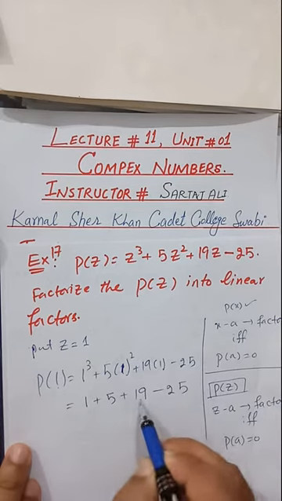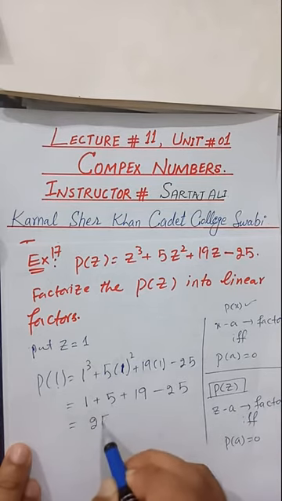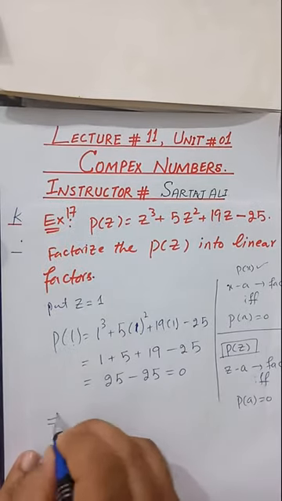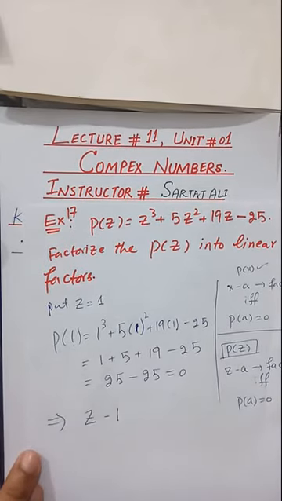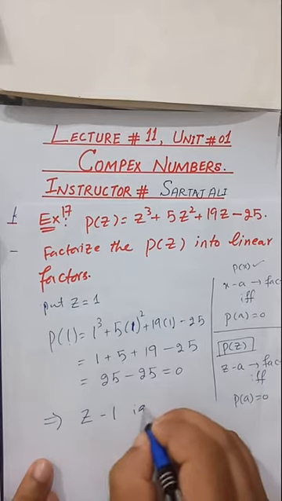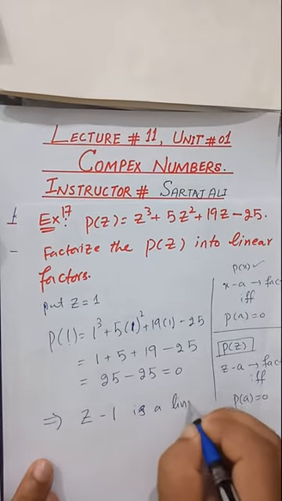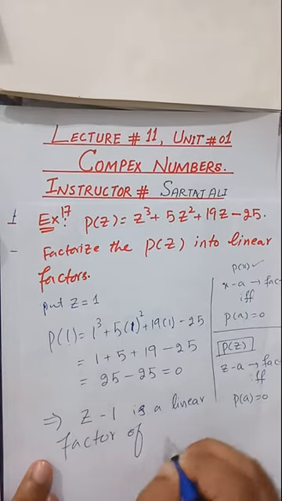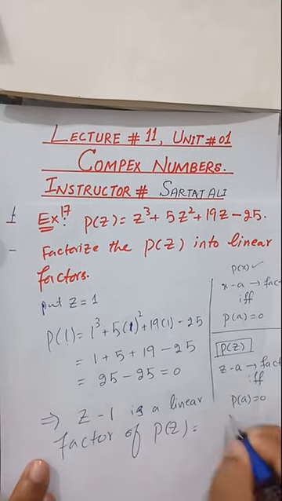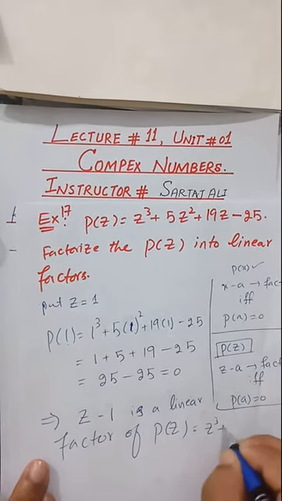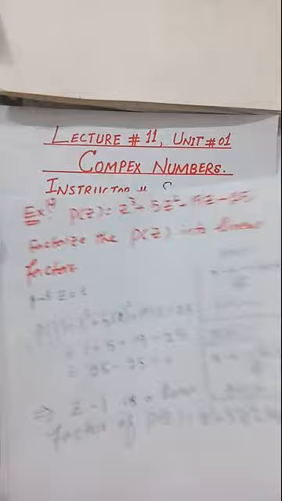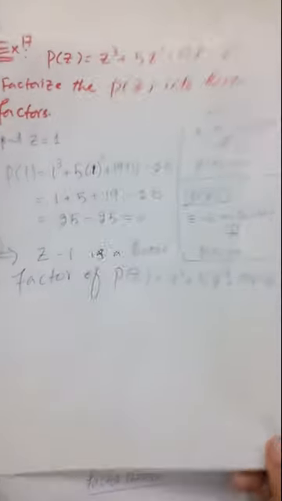So you see that this is 20 plus 5, 25, minus 25, you will get 0. So this implies that z minus 1 is a linear factor. Phi of z is equal to z cube plus 5z square plus 19z minus 25. So how can I find the remaining two linear factors?